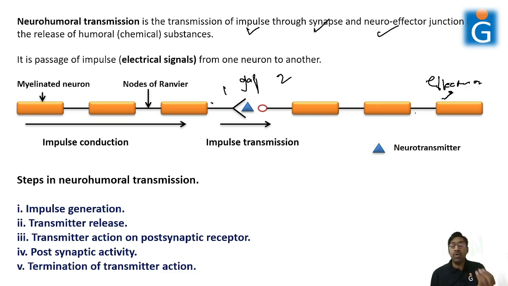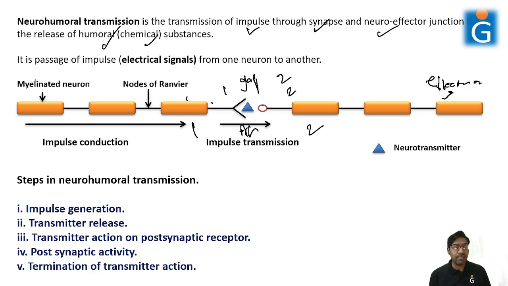How is there a transmission of nerve impulses from one neuron to another? It is due to the presence of a chemical substance called a neurotransmitter, and this neurotransmitter is a chemical substance, hence it is called a humoral substance. Here it is acetylcholine. This acetylcholine is a neurotransmitter, a humoral substance, a chemical substance involved in the transmission of nerve impulses, nerve signals from one neuron to another neuron. This process is called neurohumoral transmission.